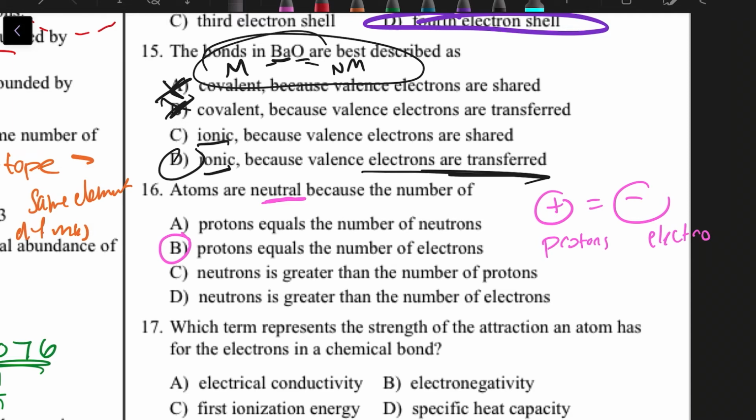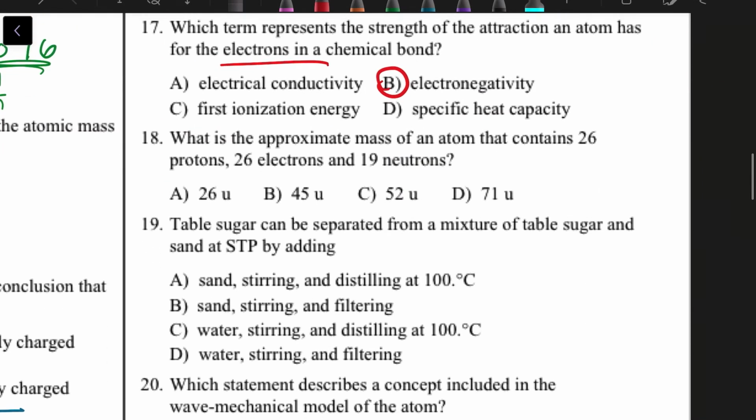Number 17, which term represents the strength of the attraction an atom has for electrons? The attraction of electrons is electronegativity. The more electronegative something is, the more it wants electrons. Generally metals have low electronegativity values because they're cool with just letting their electrons go, whereas nonmetals are closer and closer to fulfilling that octet rule, those 8 valence electrons, so they want and they will hold on to their electrons more.